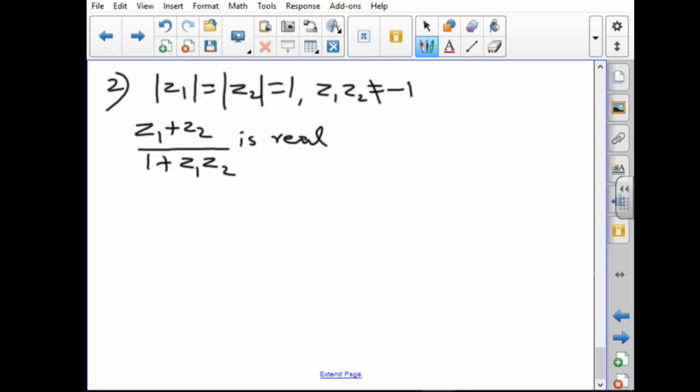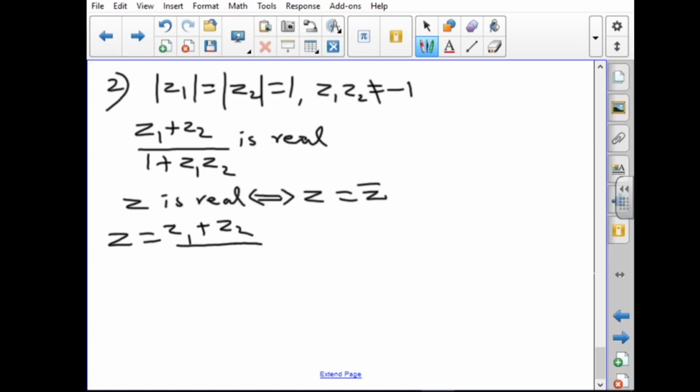In our previous exercise, we have seen that z is real if and only if z is equal to z bar. So this is a property we have seen. Now we'll consider this as Z. So Z is equal to (Z1 plus Z2) by (1 plus Z1 into Z2).